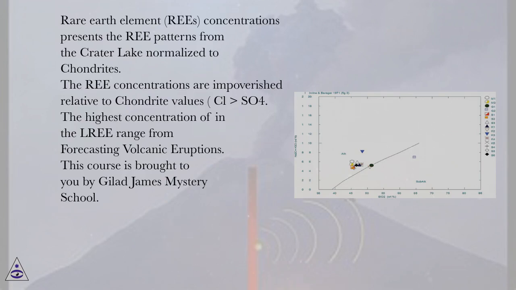Rare earth element, REE, concentrations. Presents the REE patterns from the crater lake normalized to chondrites. The REE concentrations are impoverished relative to chondrite values, Cl greater than SO4. The highest concentration of REE range from.